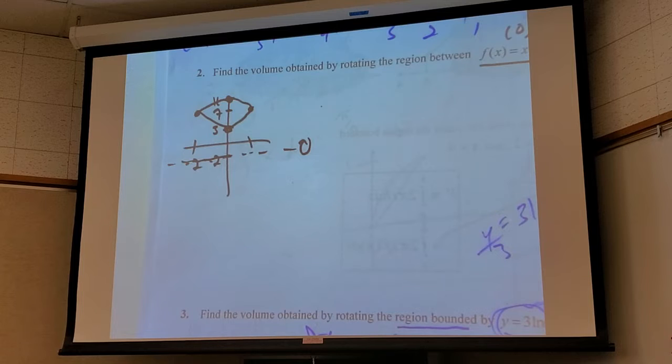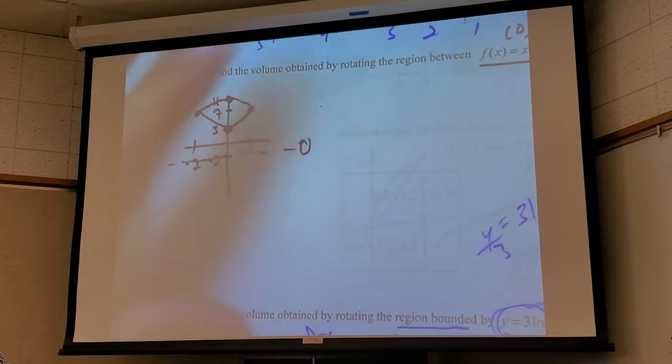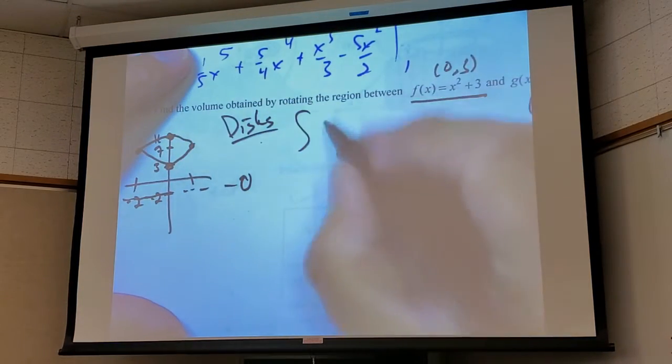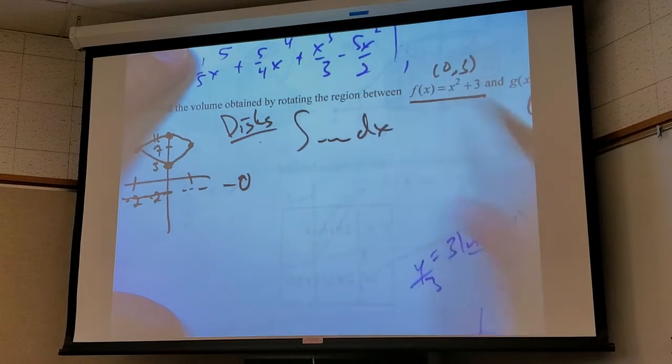Okay. So now that we have identified, we're using what now? Disks, because it allows it to be integral dx. So we're using disks. Integral blah blah blah dx. Right.